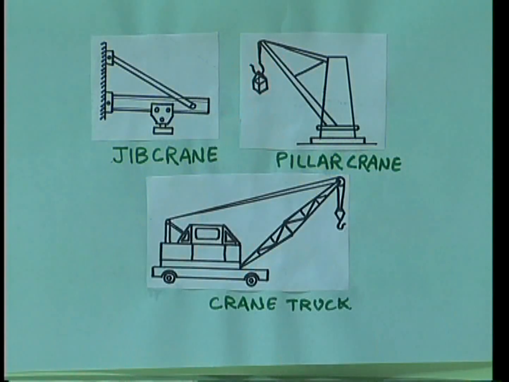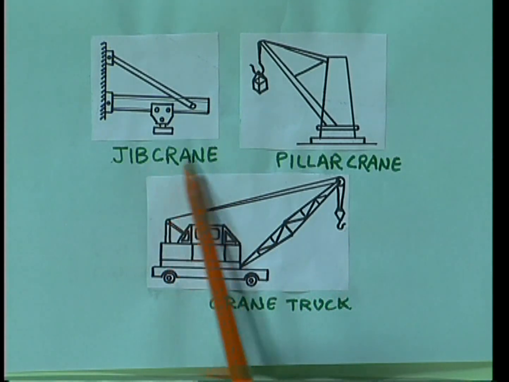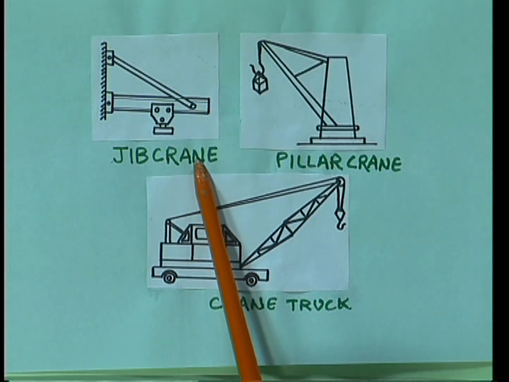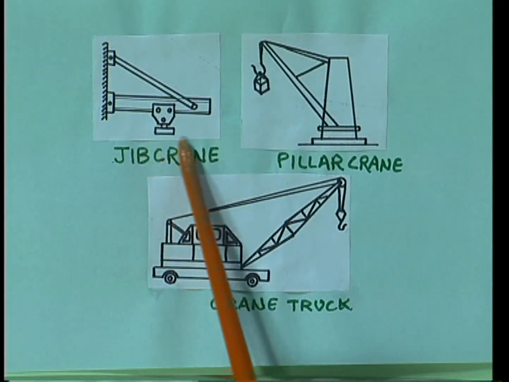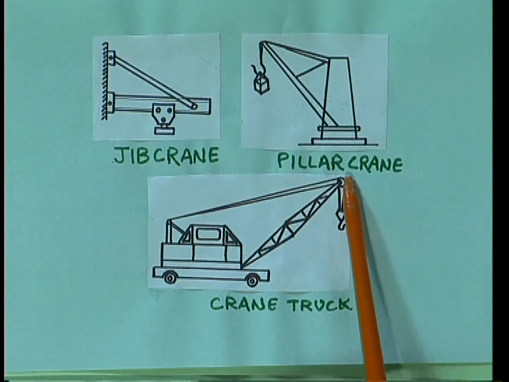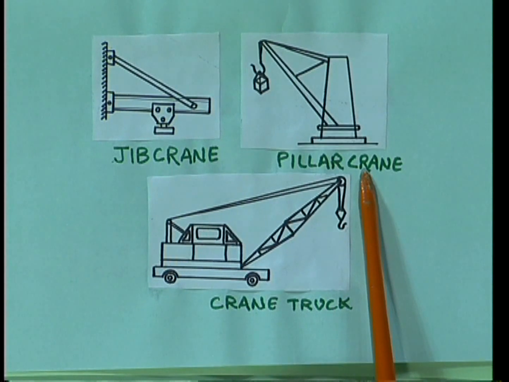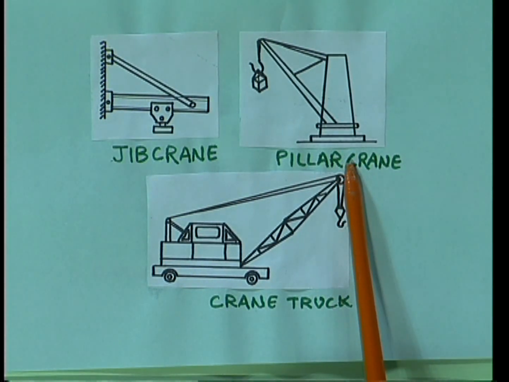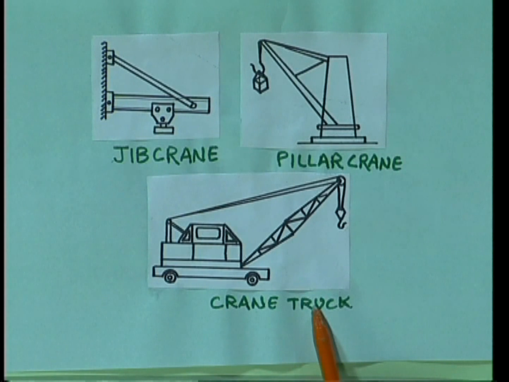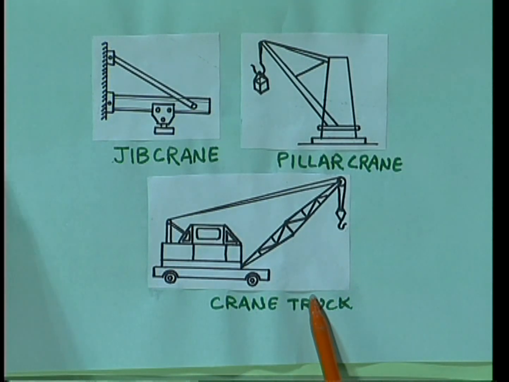Now if you see here, there are some other things which can move in radial directions also. In the radial direction, that is the jeep crane, it goes only in the horizontal direction; whatever its length is, up to that length it can take. Next is the pillar crane, which can take any direction, that is radial also. And here is a crane truck, which is movable, whereas the jeep crane is a fixed one. This crane truck is movable and can be taken to any place.